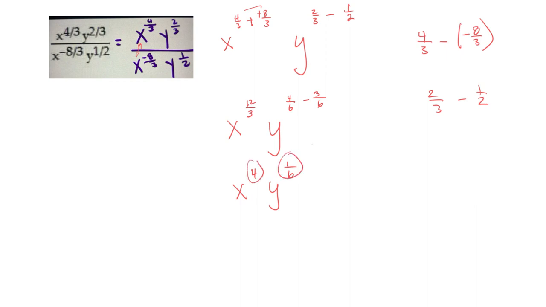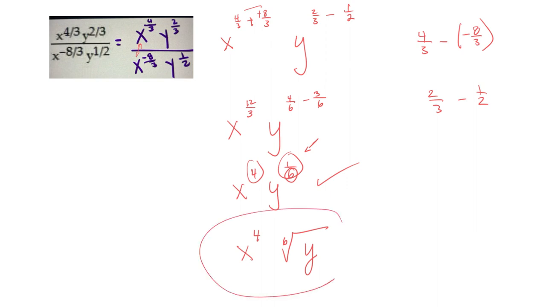Now, since this is a fractional exponent, I can leave it like that, or the x would stay the same, x to the 4th, but then the y, you could rewrite that as a radical. So y would be inside, the bottom number becomes the index, and the 1 becomes the exponent on the y, which you probably don't need to write. So this would be your answer to that one.